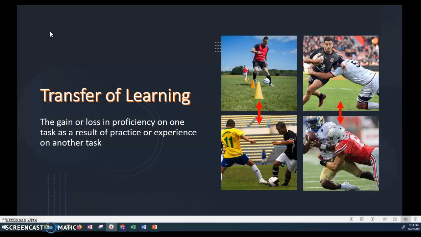All we're going to talk about today is transfer of learning, and then I'll make another video that will walk you through our transfer of learning lab as well. And then I'll have a third video also to show you how to use the tool that I made for you for your 8.2 lab.